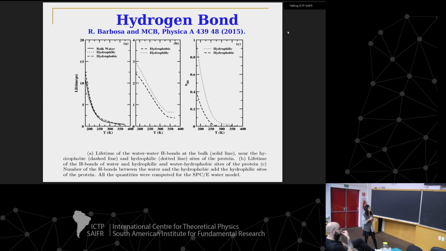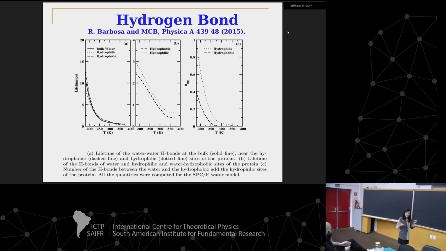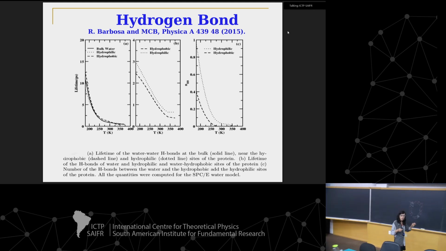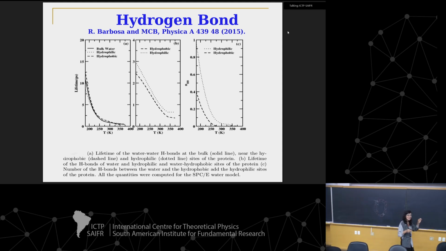So here the solid line, as you see, is the bulk. And what you observe is that only at very low temperatures do you see a difference between the hydrophilic and the hydrophobic. What this means is that at the hydrophilic sites, the hydrogen bonds at lower temperature last a little bit more.